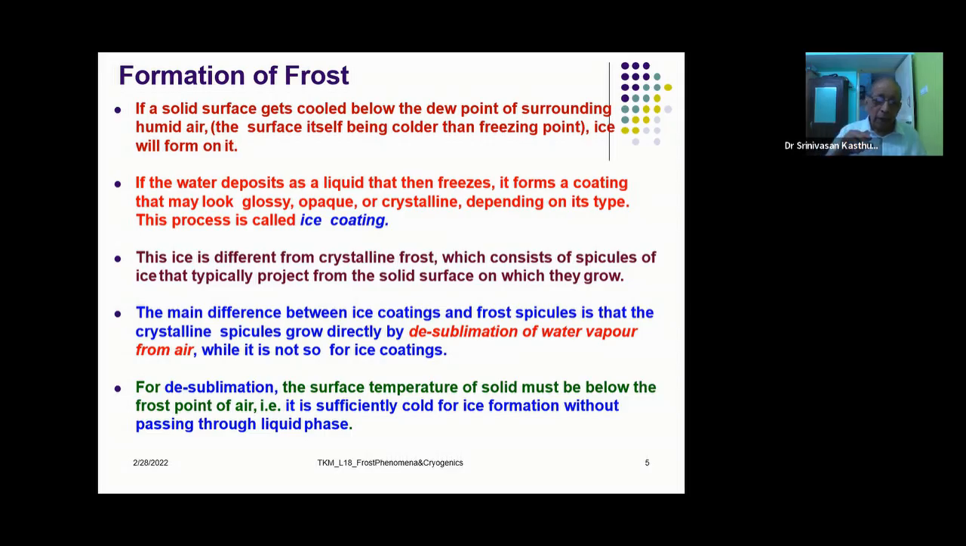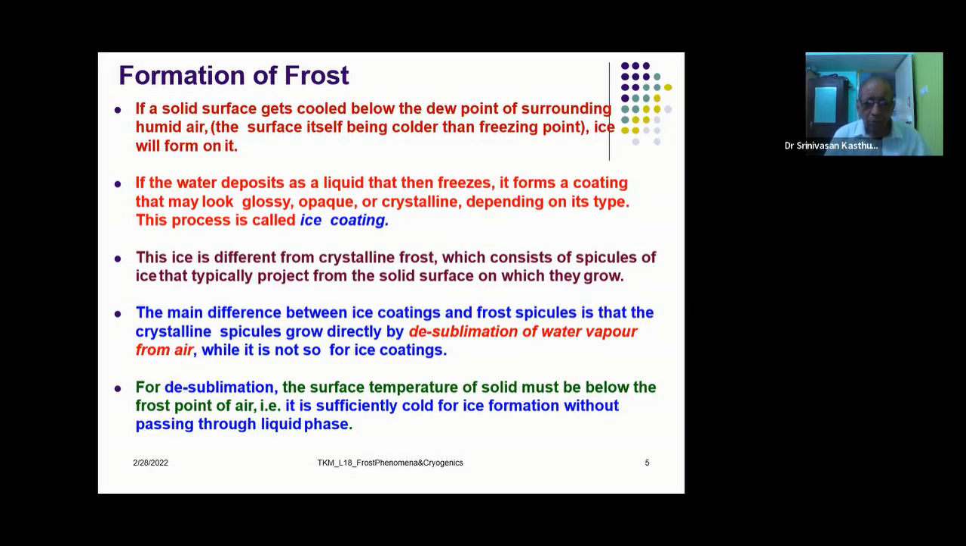So ice is now getting coated on the surface of whatever material is there, the surface of the object, which is lower in temperature than the normal freezing point of water. Now this ice that is formed is different from the crystalline frost. The crystalline frost is something different.